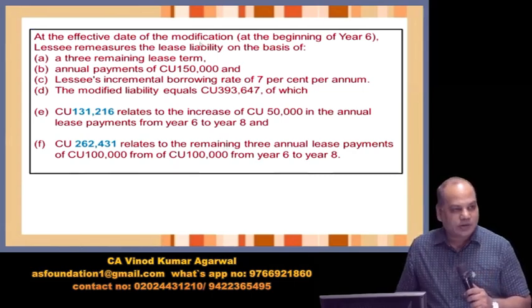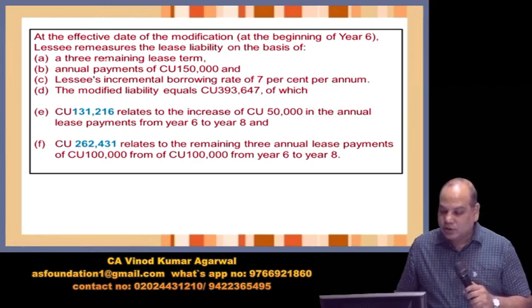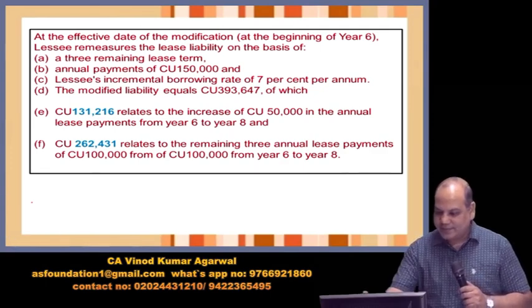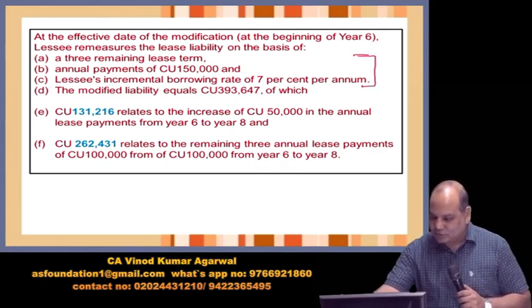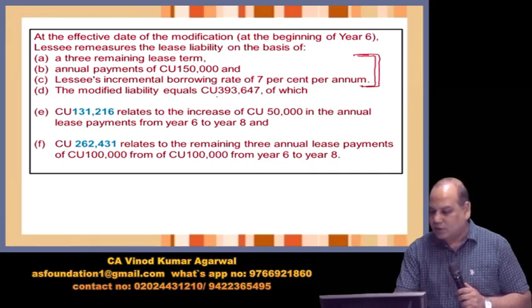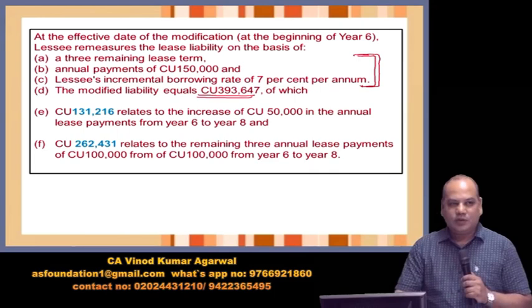Now you see what is the revised data. After the change in the lease term, change in the terms and condition, that is modification, what is the revised data? Lessee remeasures the lease liability on the basis of. So what they are saying now, 3 years will be the remaining lease term. Annual payment will be 1,50,000. Incremental borrowing rate will be 7%. So combine these three numbers and find out now what would be the lease liability at this point of time.